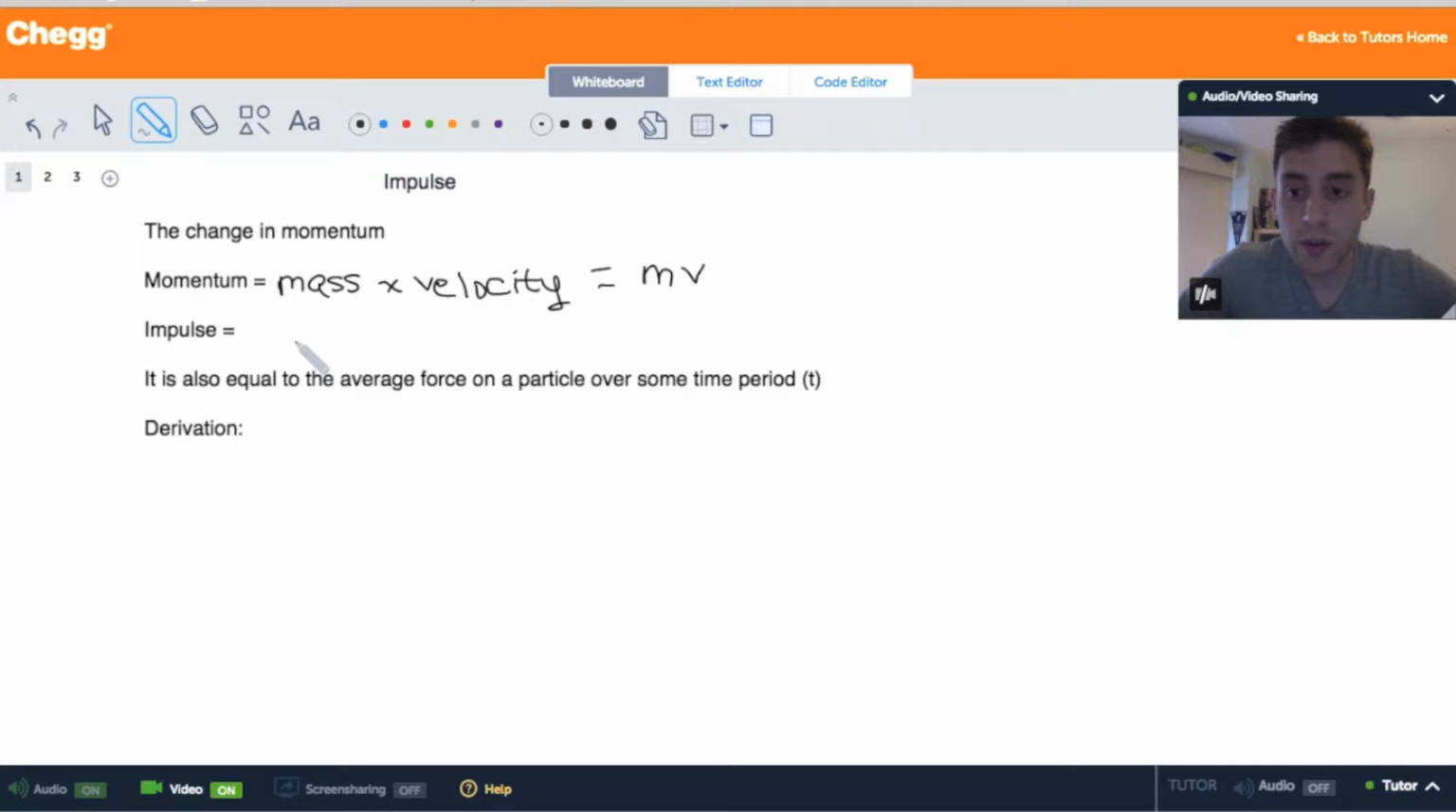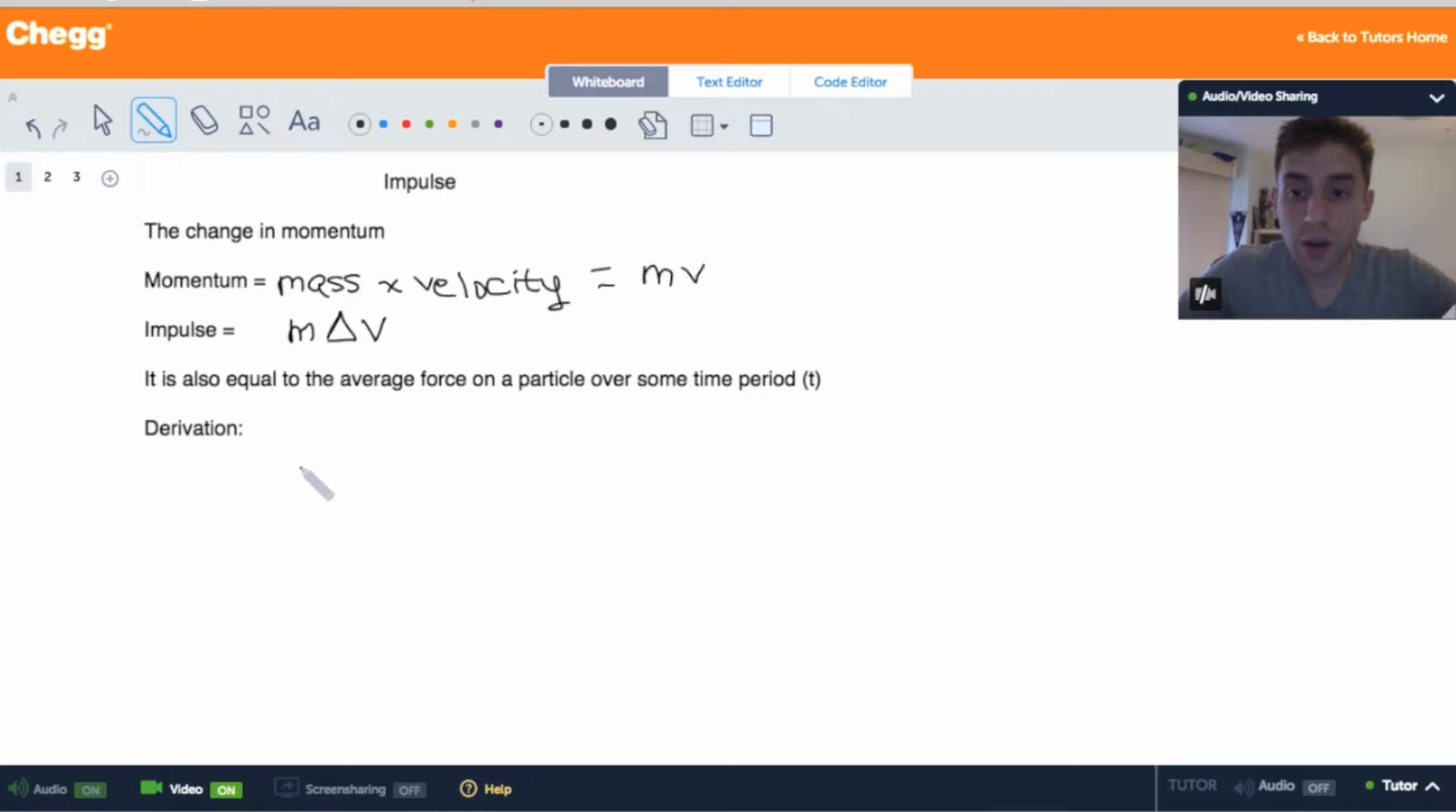So impulse, being the change in momentum, would just be the mass, because we can consider the mass as not changing, times the change in velocity. You can also derive another formula for the impulse, which comes to be that it's equal to the average force on some object over some period of time.